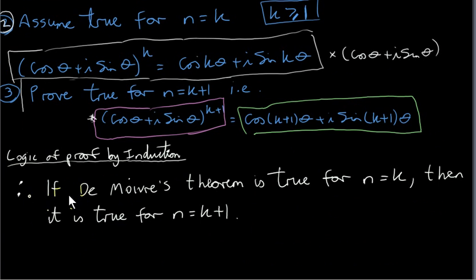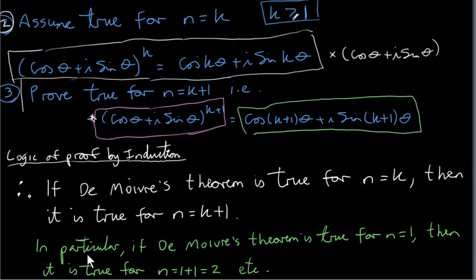So what have we shown? We have shown that if de Moivre's theorem is true for n equals k, remember k is any number greater than or equal to 1, so it could equal 1, then de Moivre's theorem is true for n equals k plus 1. That's what we just showed. So in particular, if de Moivre's theorem is true for n equals 1, so if we let k equal 1, which we can do, then it is true for n equals 1 plus 1, which is 2. So now we've proven that de Moivre's theorem is true for n equals 2.